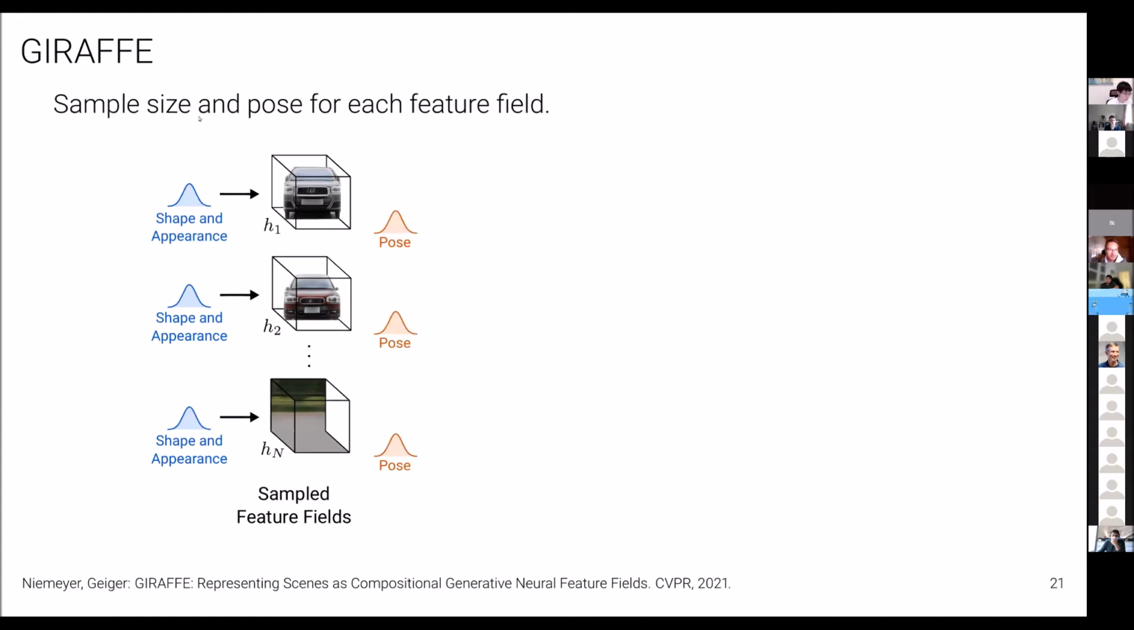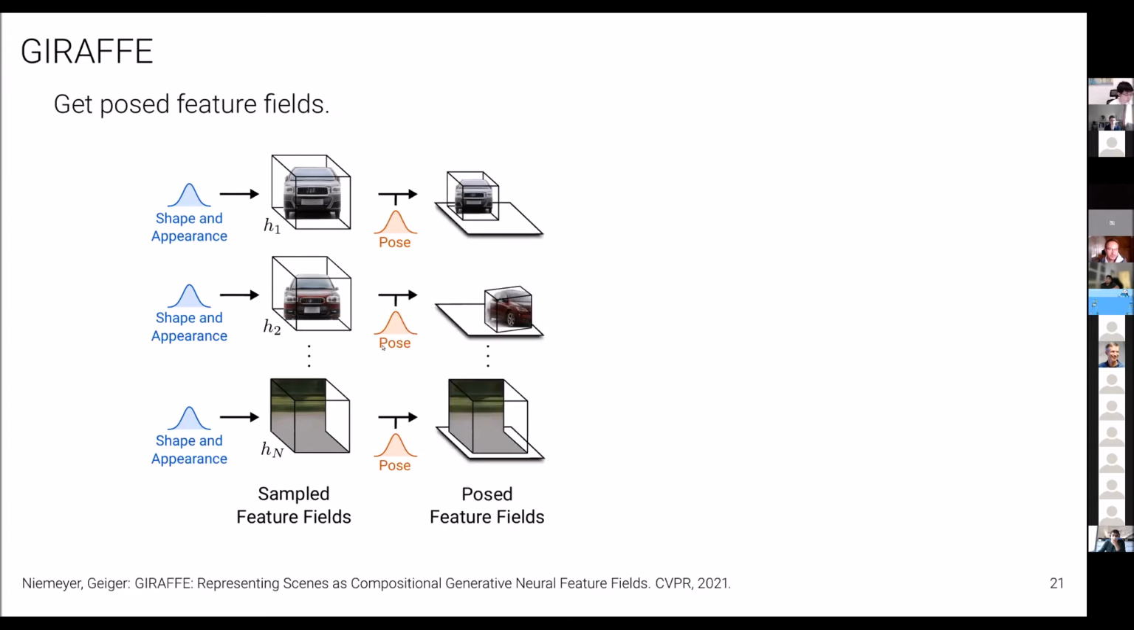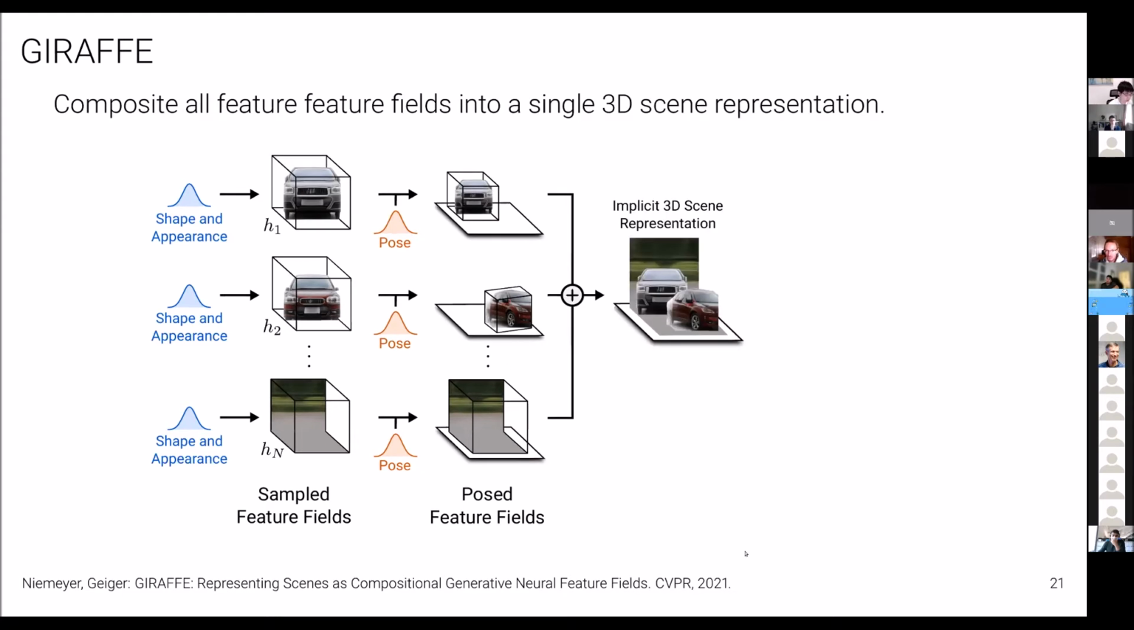Then we sample also the size and the pose of each of these feature fields. So you can see this little bounding box. So we have a local coordinate system, and we sample the pose and the size of each of those to stage them in the scene, indicated here by this little square at the bottom. So we have the background staged, and we have all the objects in the scene staged now. And then we composite them together.